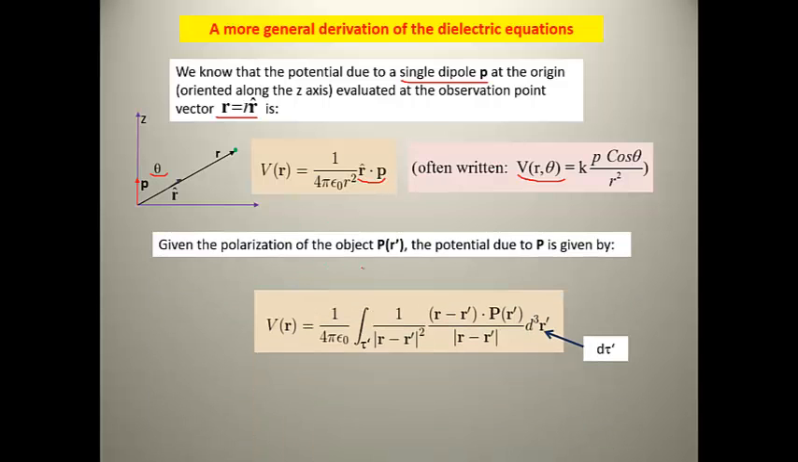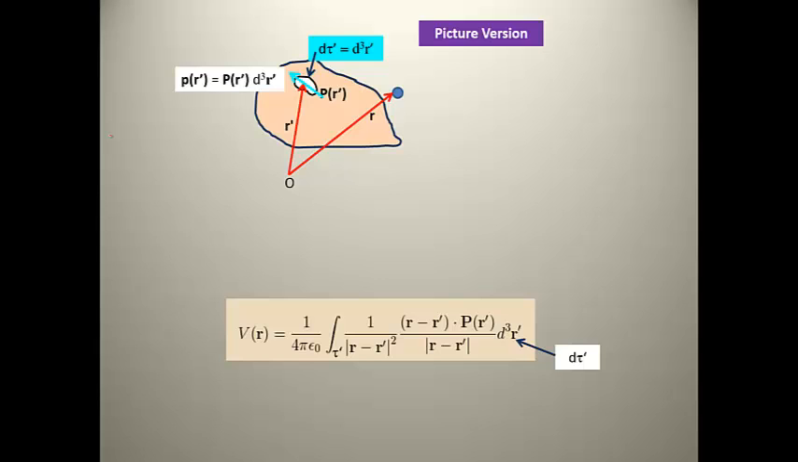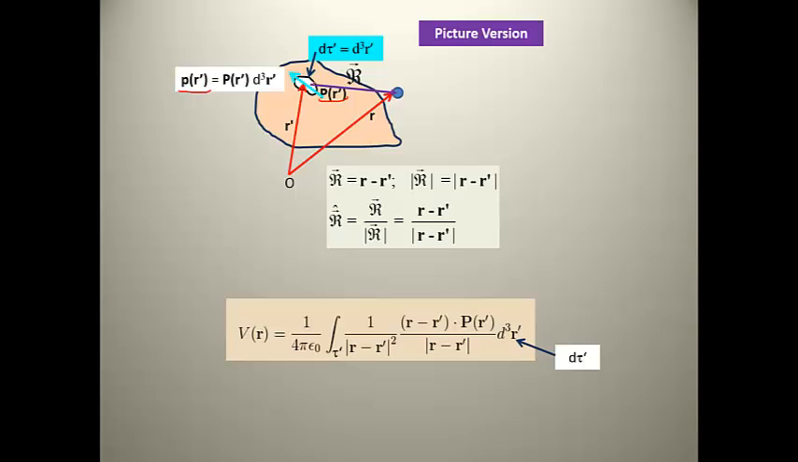So given the polarization of the object P of r prime, the potential due to P throughout the volume is given by a volume integral. So we're adding up the contributions to every little volume element. Here we have the same picture that we showed before, and here's the little volume element. So this polarization vector times d tau prime is our dipole moment at the position r prime. What's important here is the distance, the vector between the dipole and the field point.